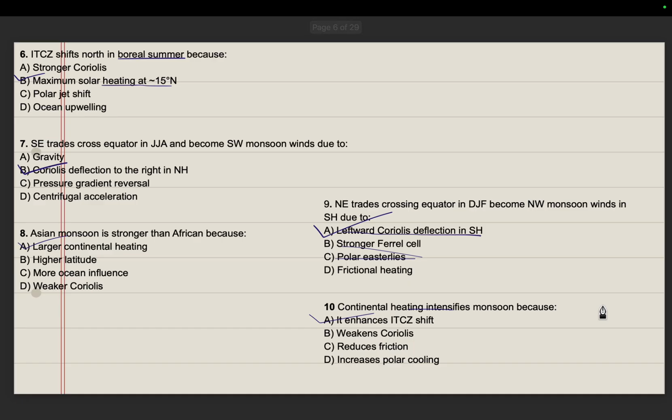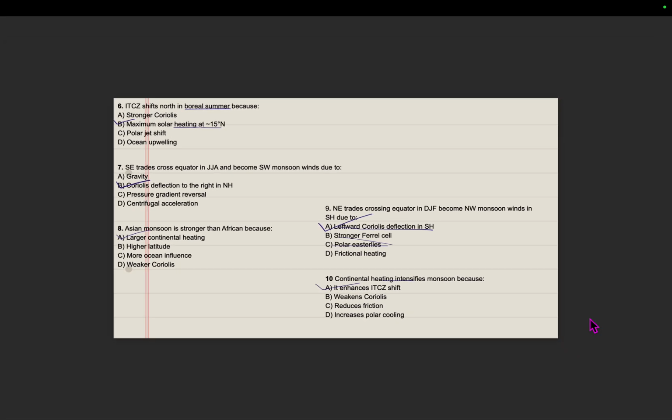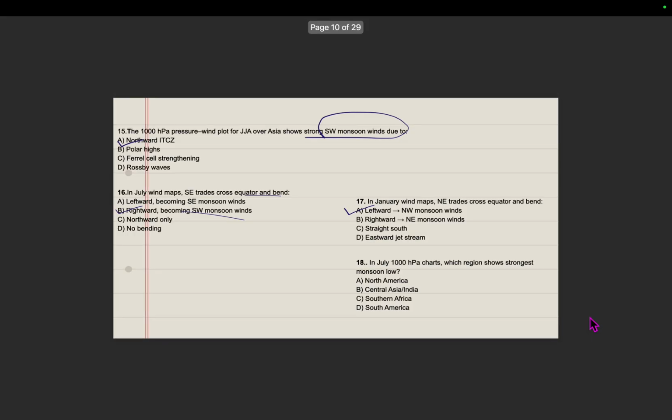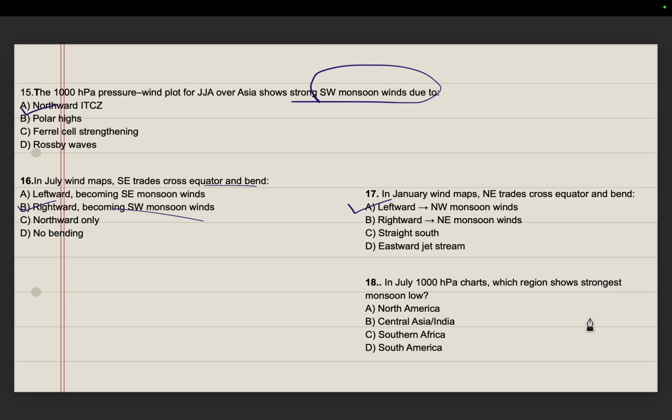For one MCQ, you were asked some picture based question. Question 18: in July 1000 hectopascal charts, which region shows the strongest monsoon lows? North America, Central Asia or India, Southern Africa, or South America.